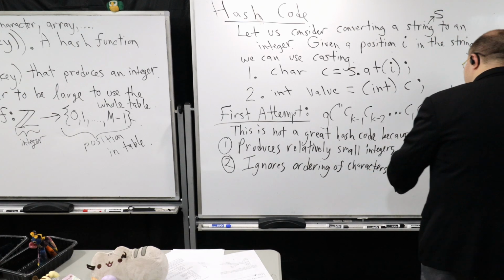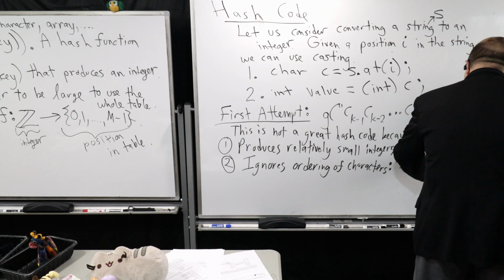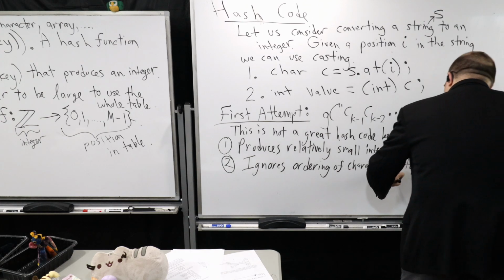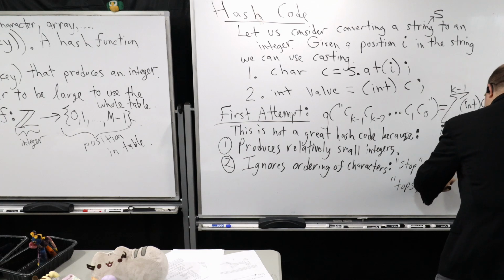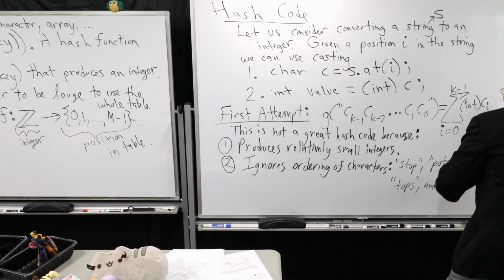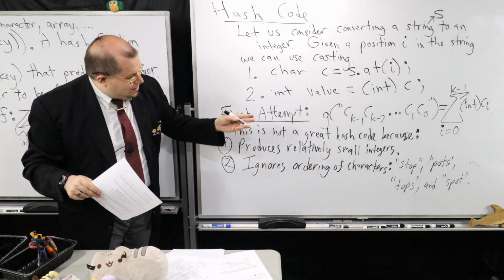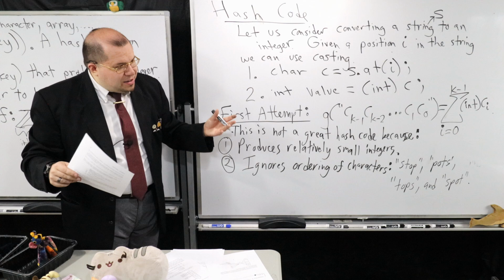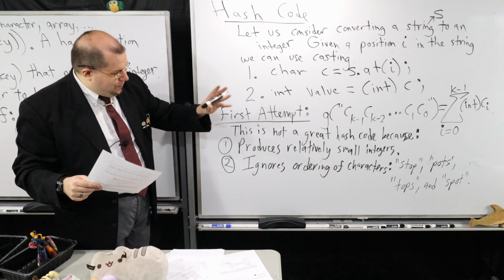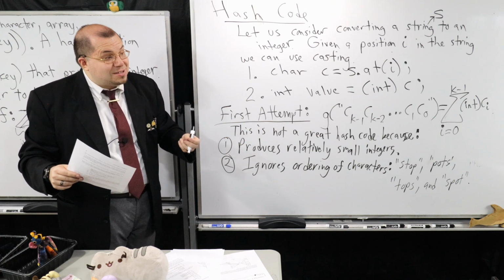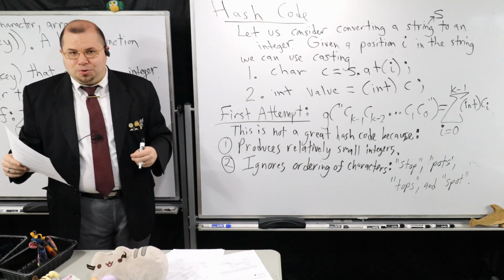So for example, if I gave this: stop, pots, tops, and spot. You'd agree with me that stop and spot are two different words, right? Likewise, pots and tops are all different words. They do not have similar meanings either. These are all very circumstantial words, but this hash code does not take that into consideration. That's a big problem, right?